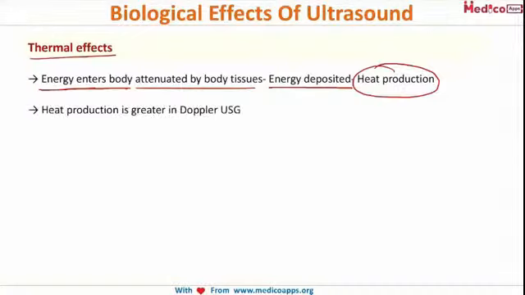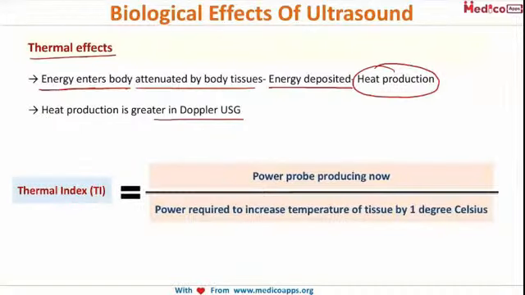So heat production is greater in Doppler USG. Now this could be measured with thermal index. Thermal index is the ratio of power produced by the transducer to the power required to raise a tissue in a beam by 1 degree Celsius. So this is thermal index.